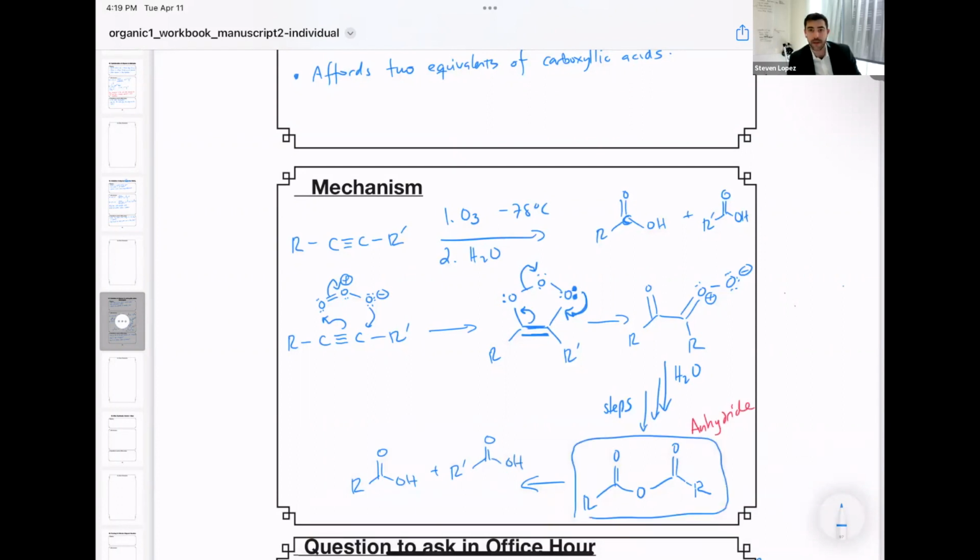This anhydride intermediate will become extremely important later in organic chemistry too. But for now, I just want to point it out as a key intermediate from the alkyne to the carboxylic acids.